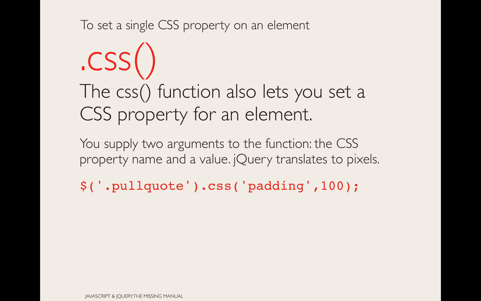So here we have a jQuery selector on the left. That's a class of pull quote. And we're telling it to add the CSS property padding of 100 pixels.